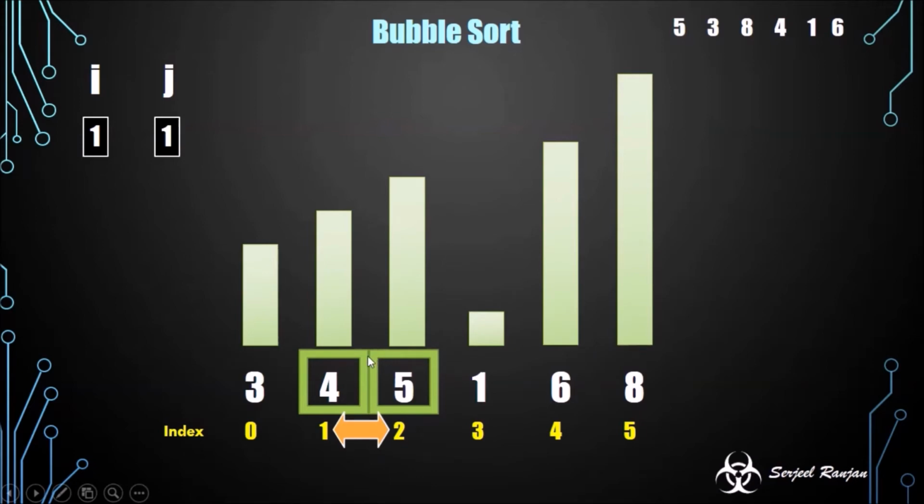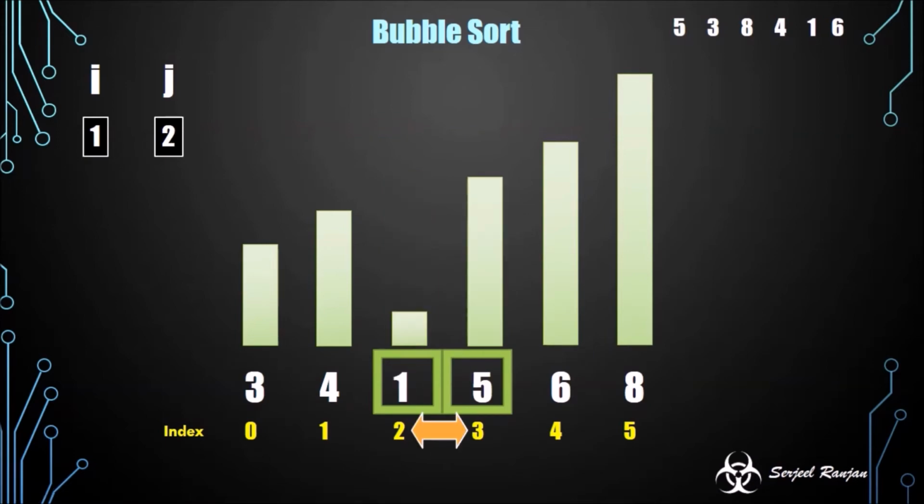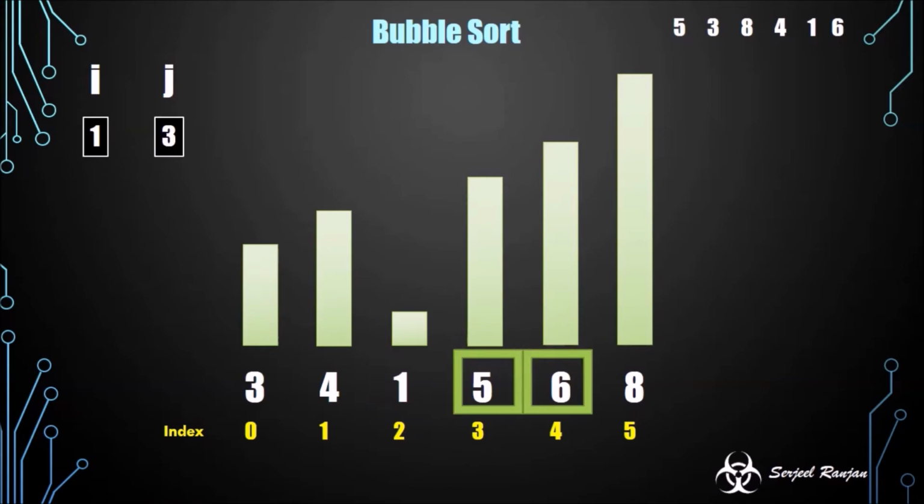So the window will move one more step. 5 and 1, again they are not in correct order, so swap them, and the window will move one step more. 5 and 6, yeah, they are in correct order, and 6 and 8, they are also in correct order. So with this, our second traversal over the array is complete, and as you can see, our second largest element, which was 6, has come to its respective position, as we expected. Still the array is not completely sorted. It will be sorted once this i value is 5. Okay, so let's go further.